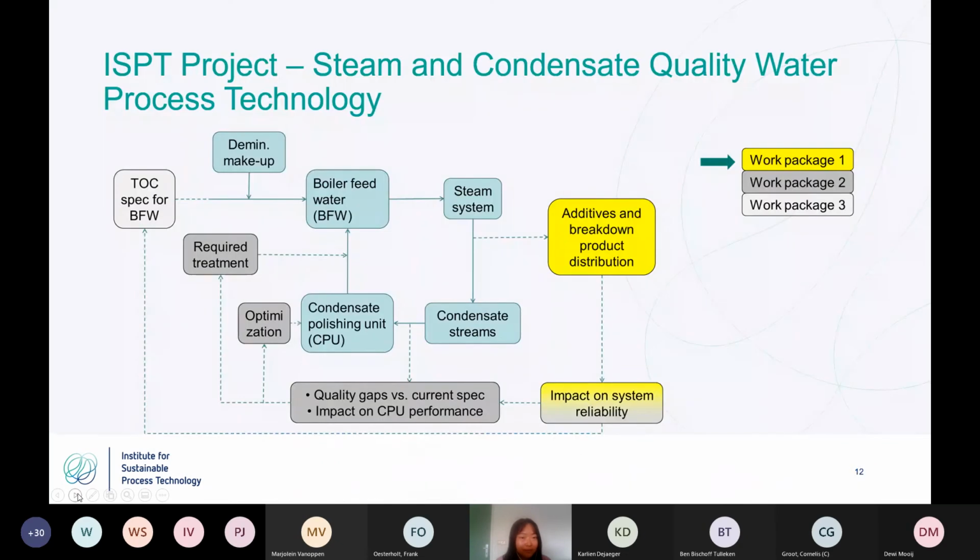Next one, please. Yes, so as Niels mentioned previously, this is the overview of the project. In the inner circle in blue is the simplified schematic of the boiler of a steam water system, and conditioning chemicals are added into the system directly. The parts in yellow on the outer side are under work package 1. So I was looking into the thermodegradation products of the conditioning chemicals, also their distribution in the system, and also their impact on the system reliability. Next one, please.